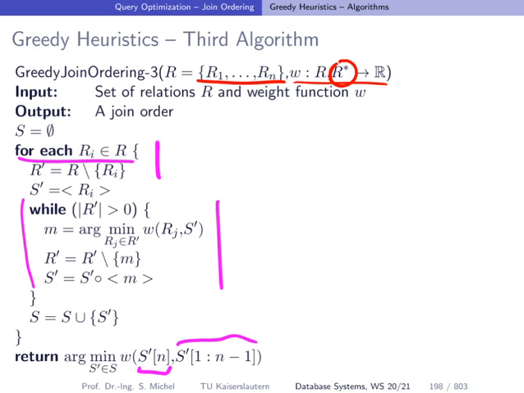And this is solving the problem that greedy 2 had. And greedy 2 solved the problem that greedy 1 had. So you see, with every step here we made an improvement.